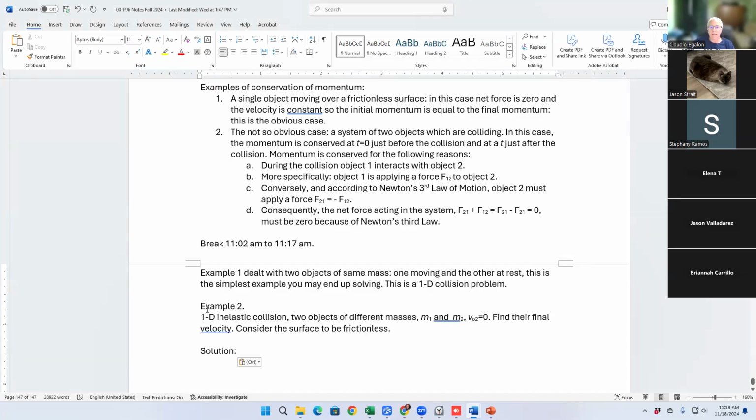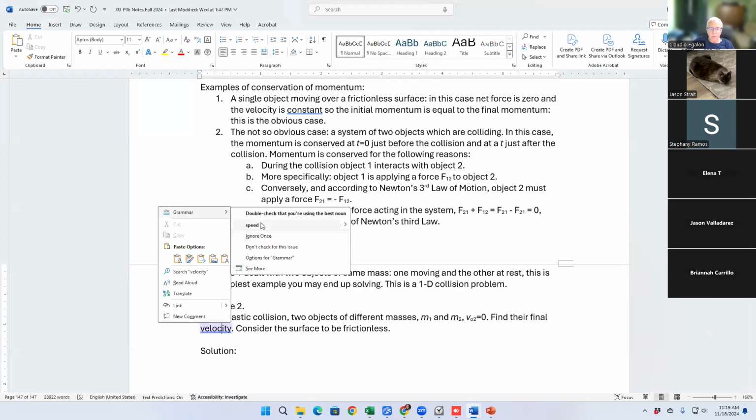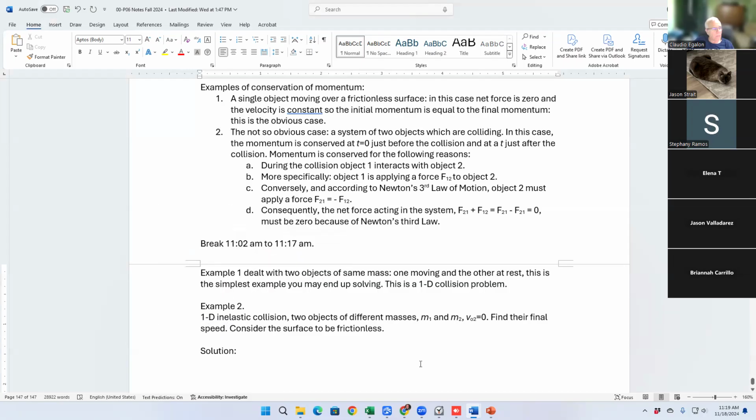Okay, so here you go. 1D inelastic collision. Two objects of different masses, M1 and M2. The masses are known, okay? V02 is equal to 0. Find their final velocity. Consider the surface to be frictionless. Okay, find their final velocity or speed, right? Can be speed as well.